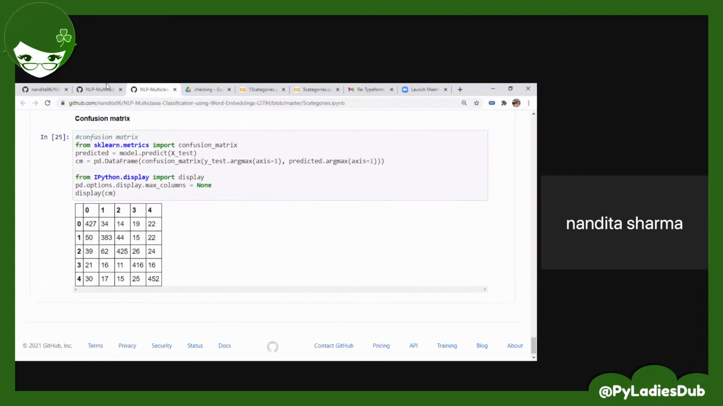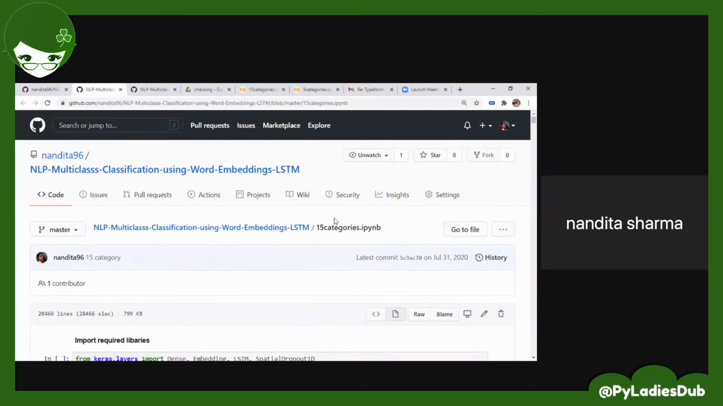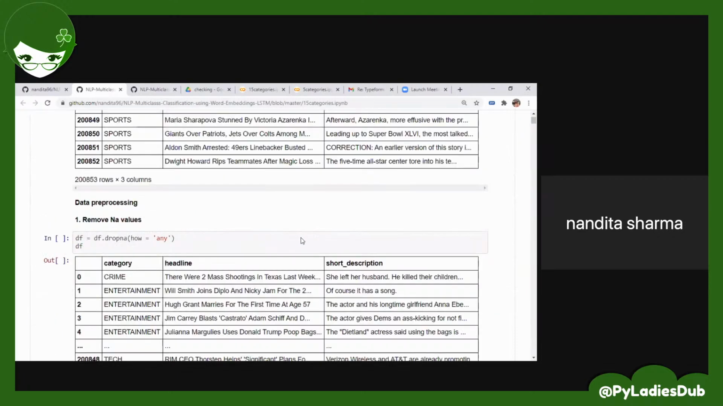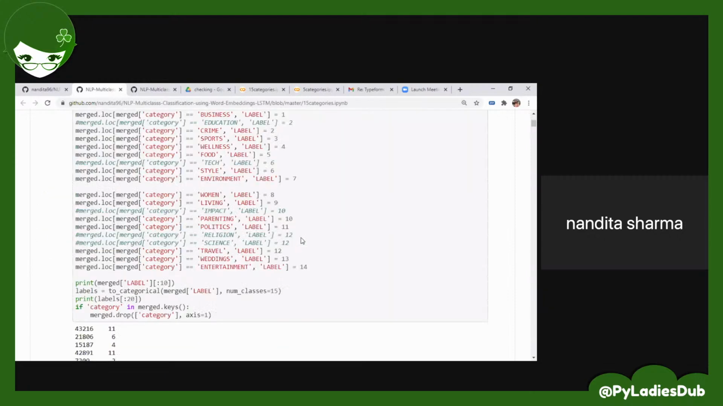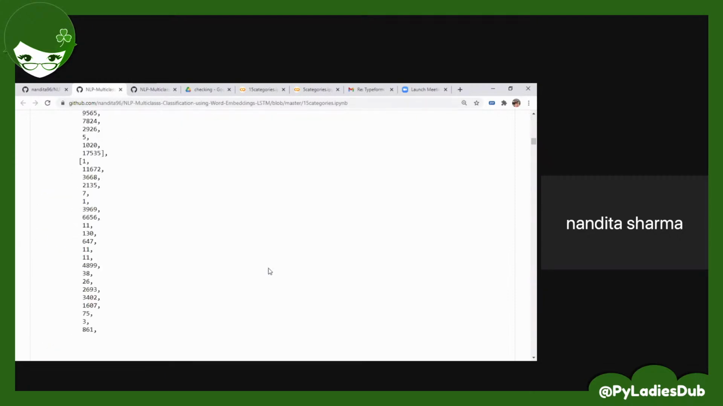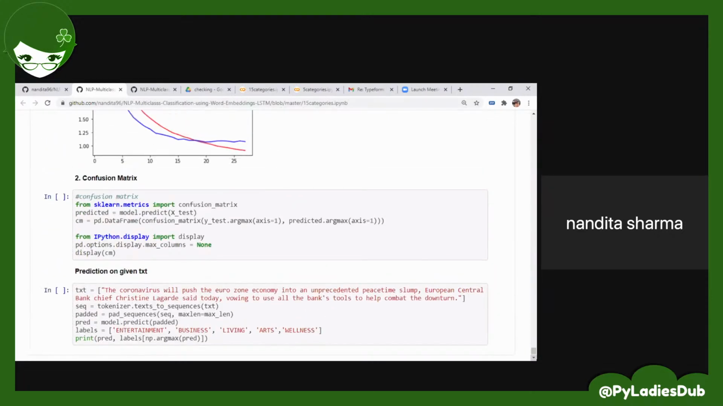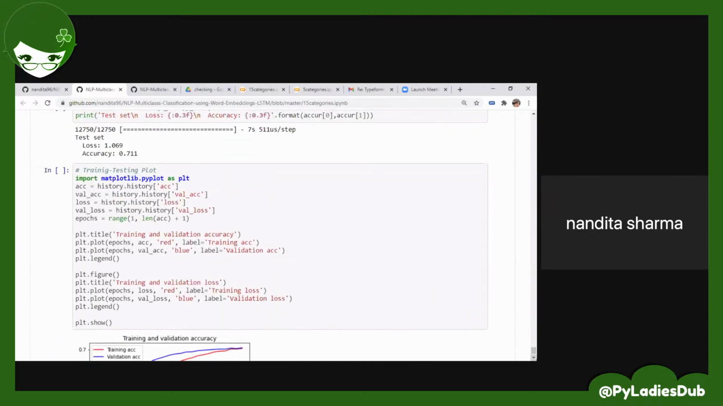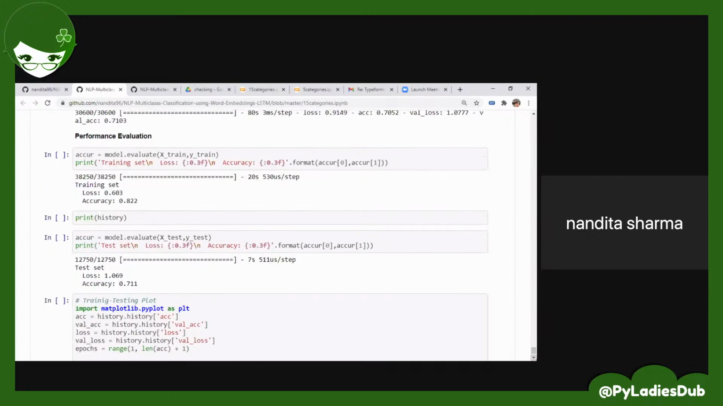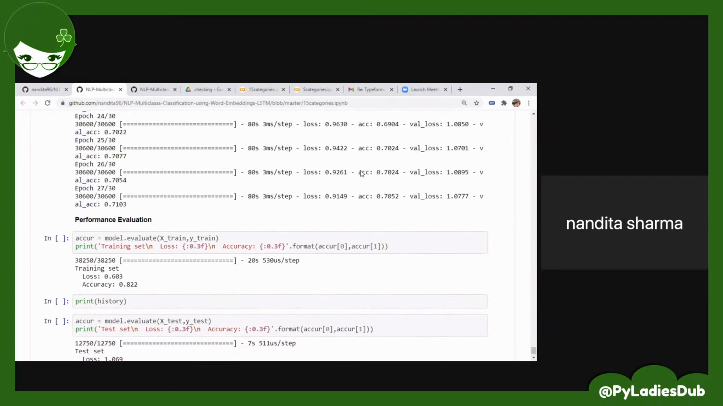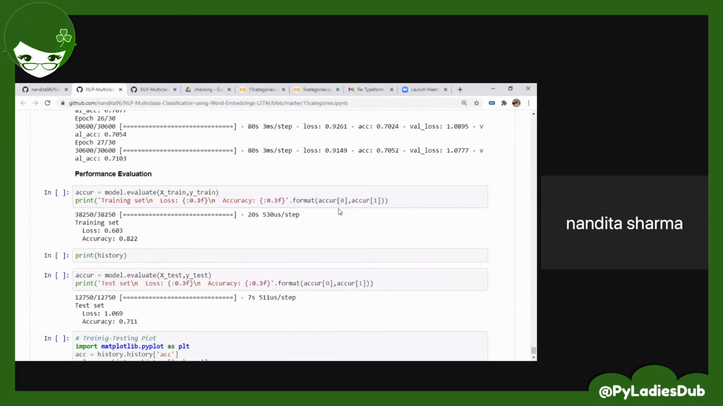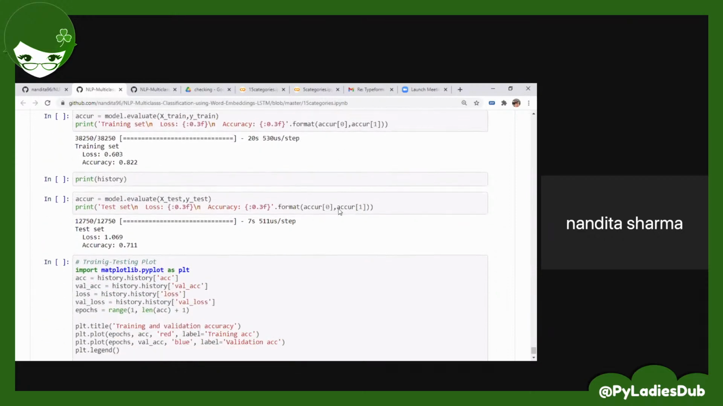Similar is done for the 15 category as well, and for the 20 category. So in 15, in the result we can see the graph, and the accuracy we can see here is 70% and loss is 0.9, and for the validation it's 70% and loss is 1. So this is the performance evaluation.